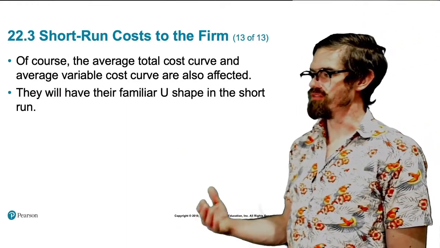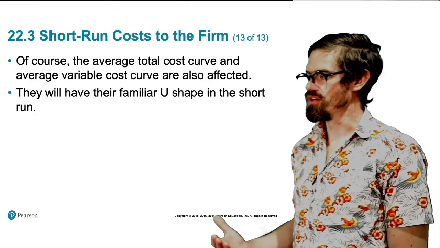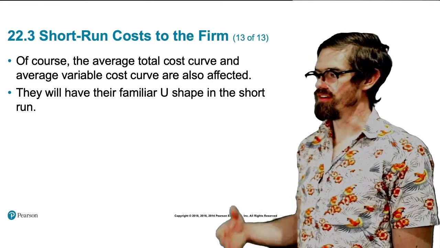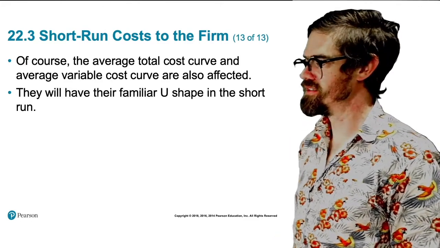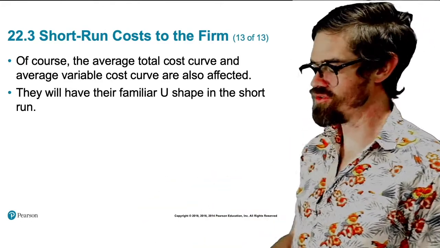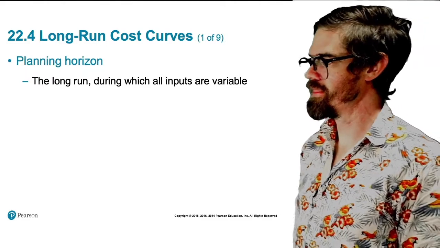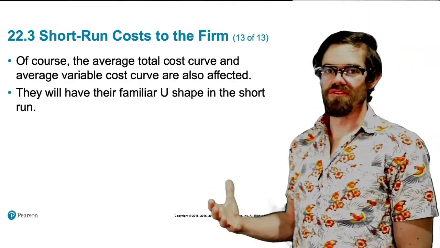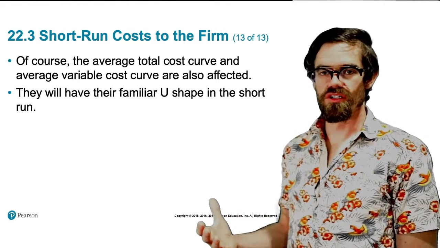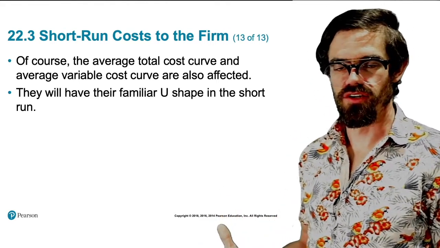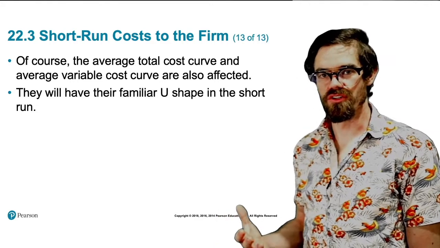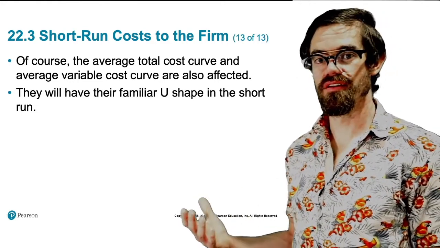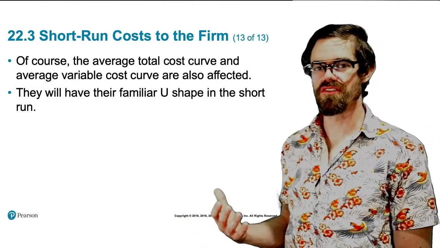Now, of course, the average total cost curve and the average variable cost curve will also be affected, and they will have their familiar U-shape in the short run. All right, so this concludes the video on short-run costs for the firm. In the next and final video, we're going to look at costs for the firm in the long run, when everything is variable. Nothing is fixed in the long run.